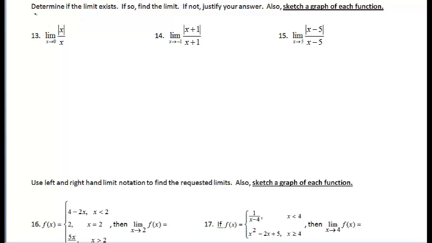Paying attention to the directions, determine if the limit exists. If so, find the limit. If not, justify your answer. Look, we're returning to sketching a graph of each function.